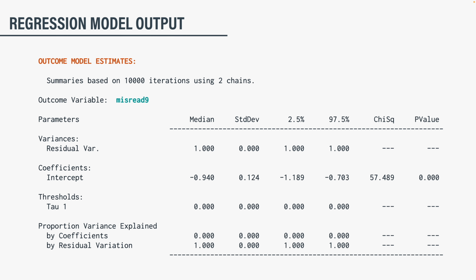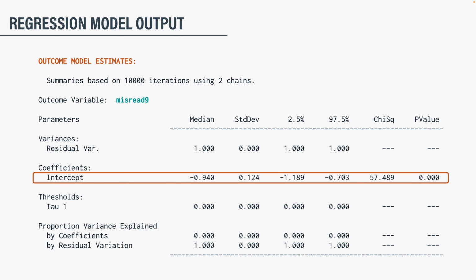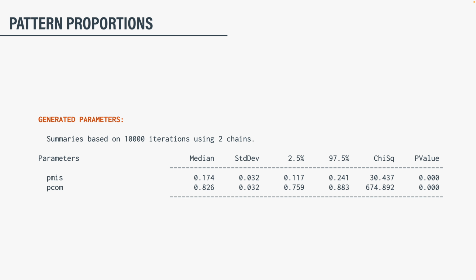This is the regression summary table for that binary missing data indicator. The intercept, which is the grand mean of an underlying latent response variable, is used to get the pattern proportions. The point of this empty model was to get the proportions of students with missing data in 9th grade.